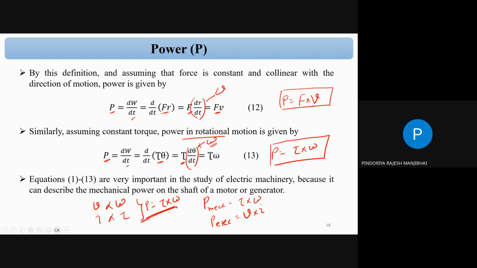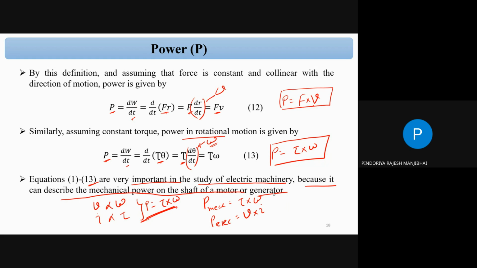So these relations, equations 1 to 13, are very important in the study of electrical machines, because they describe the mechanical power on the shaft of a motor or generator. That's why, students, I covered these fundamental concepts, otherwise called the fundamental terminology of electric machines. It starts simply with velocity, acceleration, linear motion, angular motion, speed, work, and finally power.